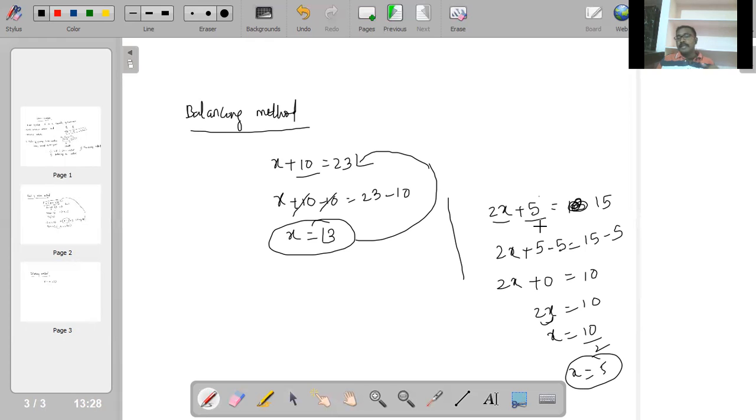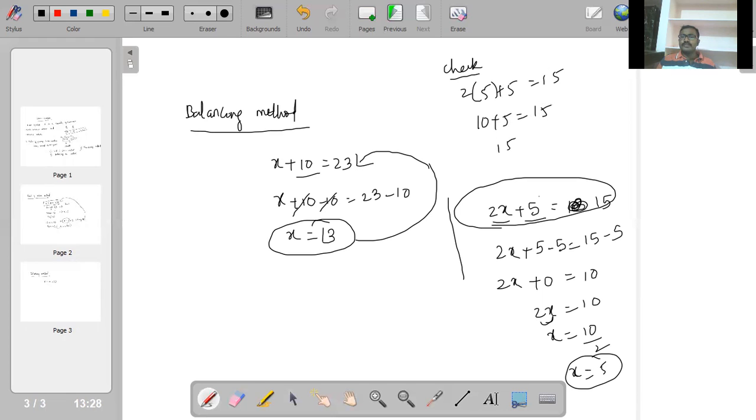How? So you may ask the question, how can x equal to 5 be the solution of this equation? You just need to check whether our answer is right or wrong. Check. So 2 into 5 plus 5 equals 15. What I'm doing here is, in place of x, I'm putting 5 over there. So 2 fives are 10, plus 5 equals 15. So 15 equals 15. If the left hand side and right hand side are both equal, then x equal to 5 is the solution of this equation. So I hope you understand this. Okay.